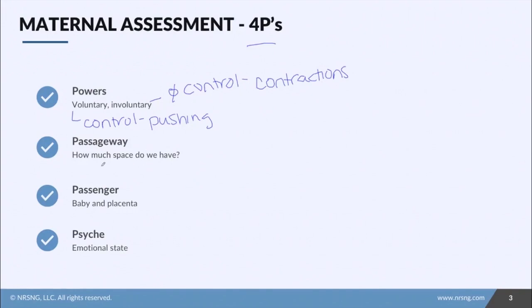Then our passageway. So this is basically the pelvis and the relating structures. So just the space that the fetus has to come through. So how much space or room do we have is what's going to be assessed. Passenger, we have 2. We have a baby and we have a placenta. So that's the things that are coming through the pelvis for delivery.